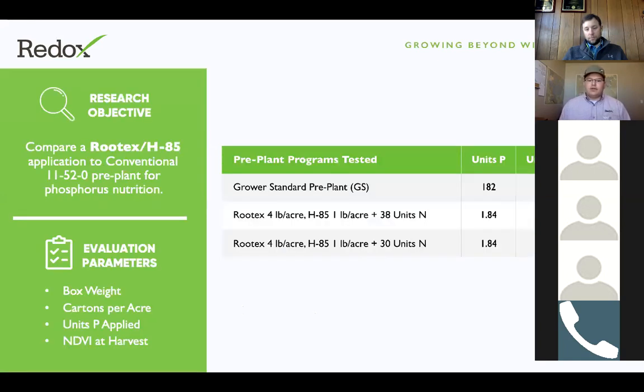So the grower standard is a pretty heavy application. They're getting 182 units of phosphorus out there. We're just looking at 4 pounds of Rutex, 1 pound of H85, and then we compensated for our lost nitrogen, and we used 38 units of nitrogen as AMS. And then we wanted to see if we could gain a little more efficiency out of that with our 1 pound of H85. So we also did a trial with 30 units of nitrogen.